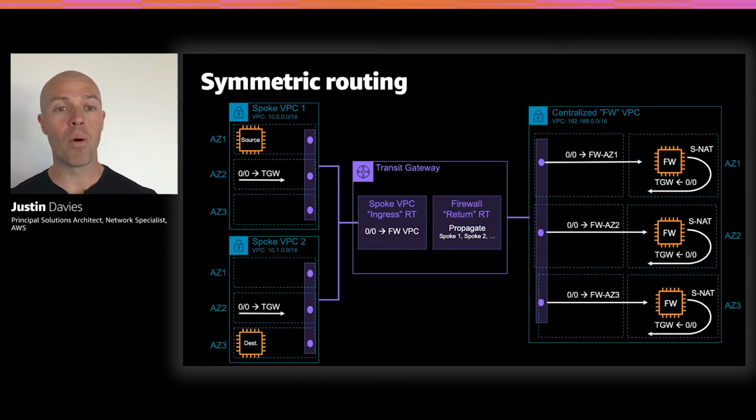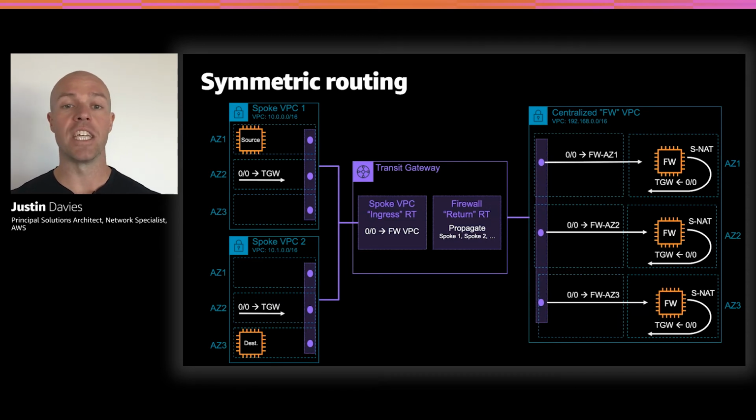Now, since both of the application VPCs have the same next hop requirement, the firewall VPC, I can use the same transit gateway routing table. I didn't turn on propagation on the application VPC route table because I didn't want either VPC to talk to each other directly without going to the firewall VPC first.